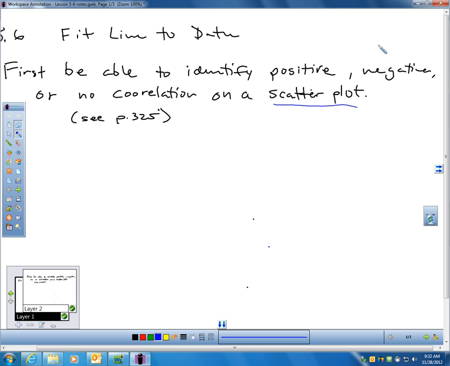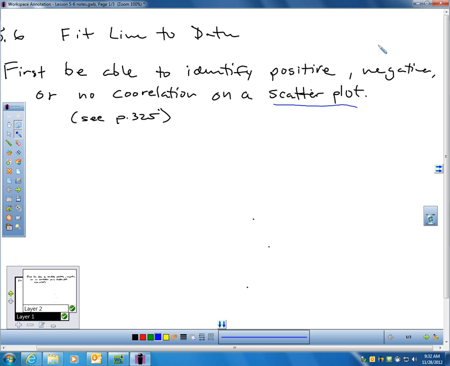In the middle picture at the top of page 325, this would be an example of a negative correlation. You can see that in our scatter plot, the points seem to be falling from left to right. That's called a negative correlation. In fact, they drew a line which represents that drop. And then the far right picture, when there's just a scattering of points on a graph and no apparent pattern, that's called no correlation.